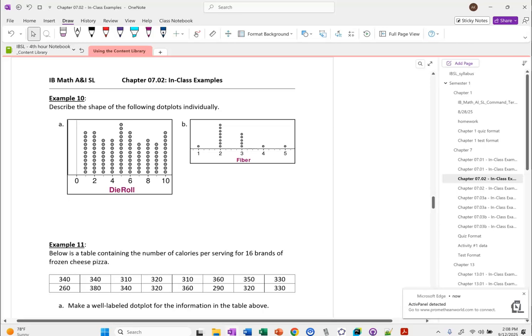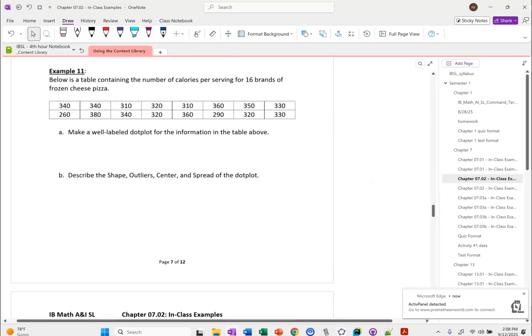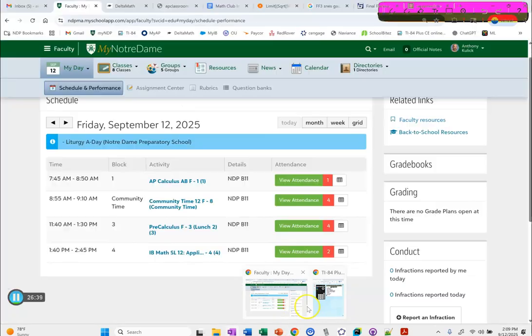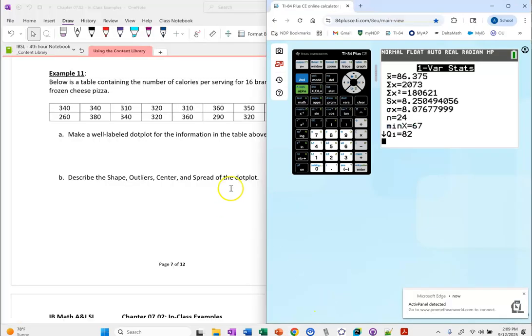All right, let's do 11. So it wants us to make a dot plot from this data, and then we're going to describe the SOCS for it. Everybody cool? Guess what? Calculator can do the dot plot for us. Let's see how. Wait, what does SOCS stand for again? Shape, outlier, center, spread. Okay.